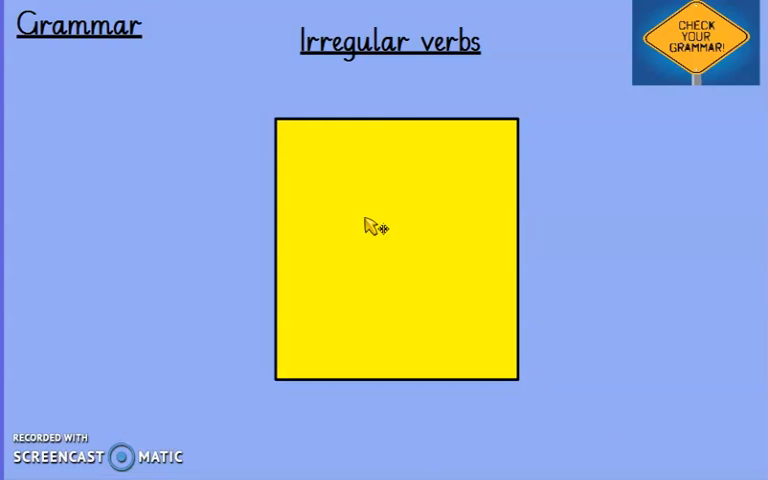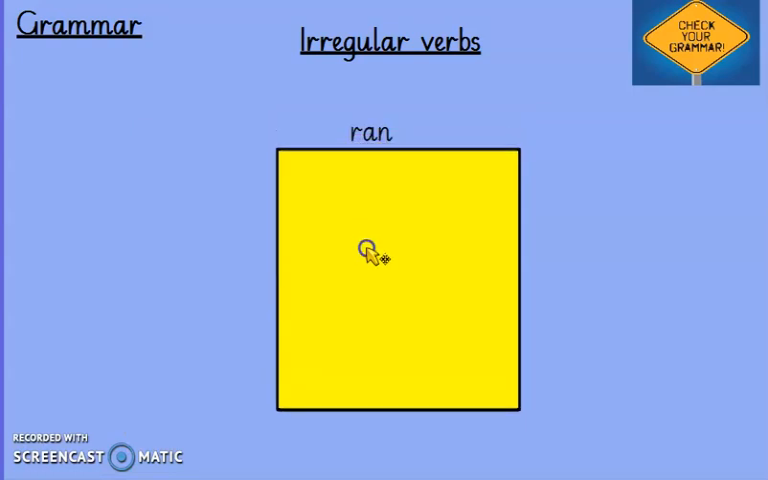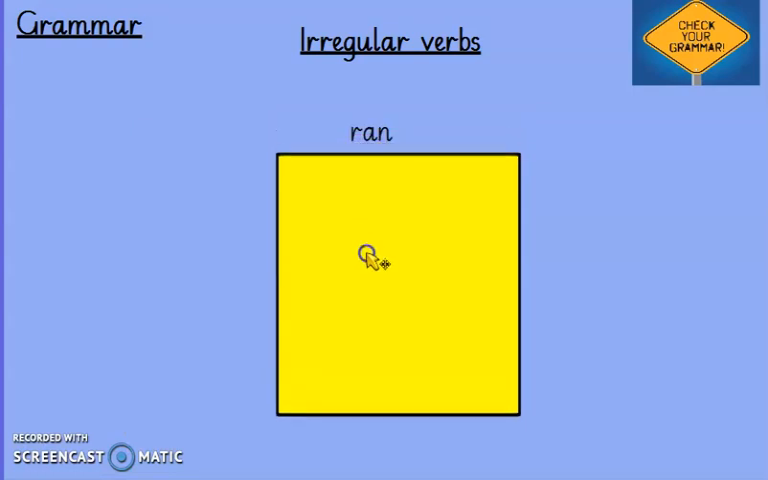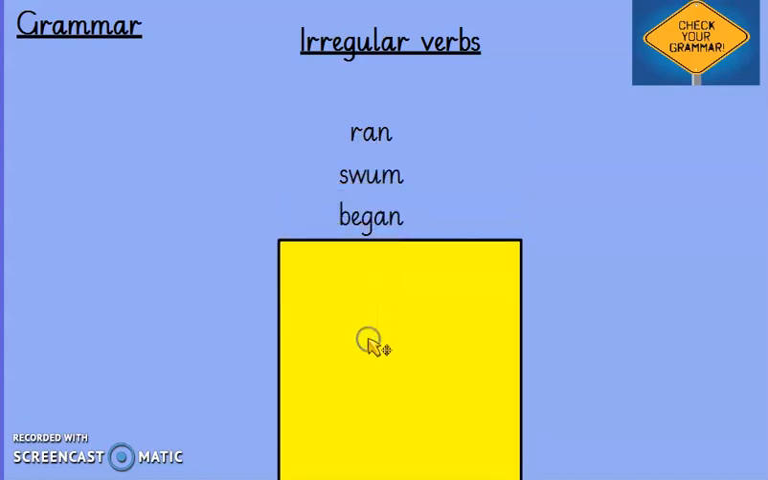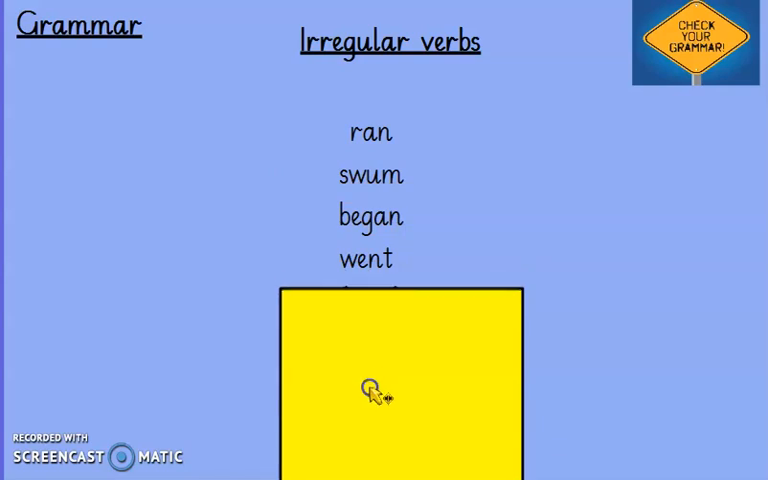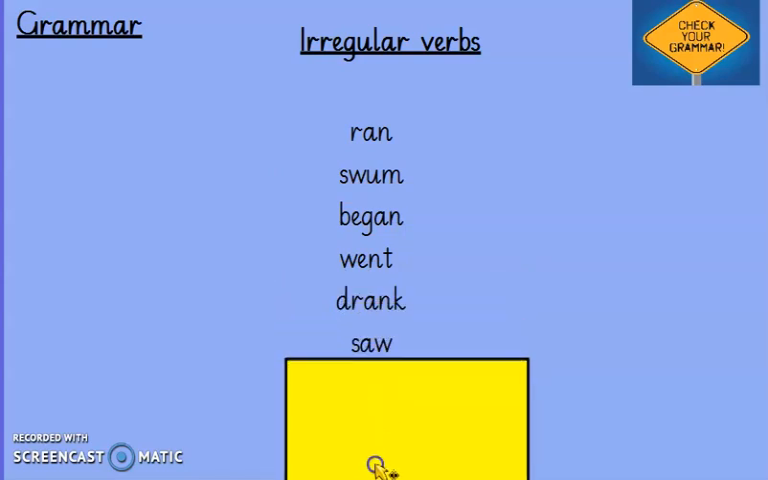Okay, so let's go through the answers then. So we've got ran, swum, began, went, drank, and saw. So they are the irregular verbs, okay? And each of those shows a past tense, okay, or what you've done before, or the action that's finished.